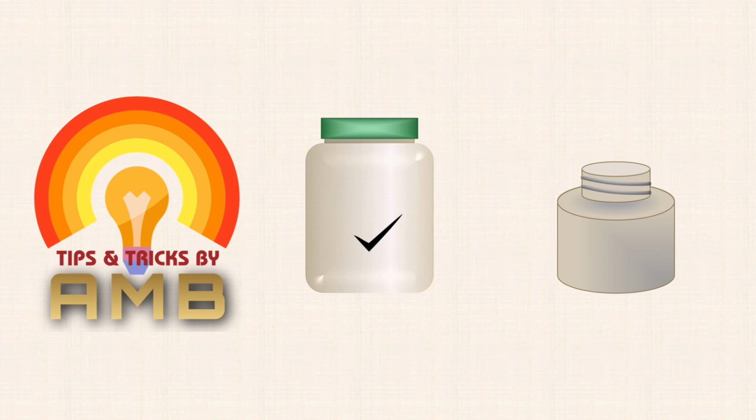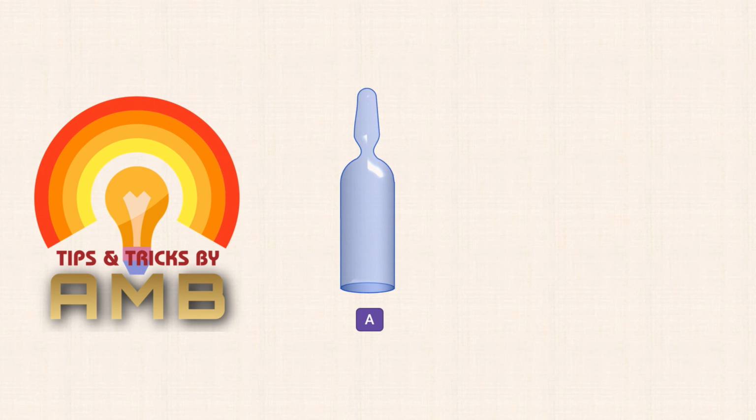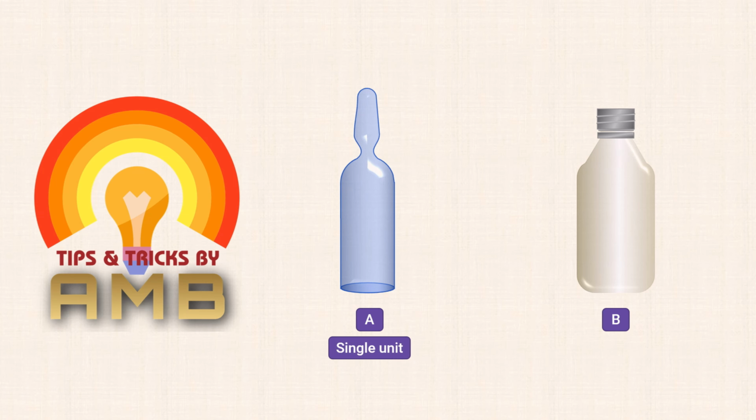Here you can see two containers, container A and container B. Think for a while and tell me what is the basic difference between these two containers. Yes, container A is a single unit that can be used only once. To remove the content from it, we have to break it, isn't it?